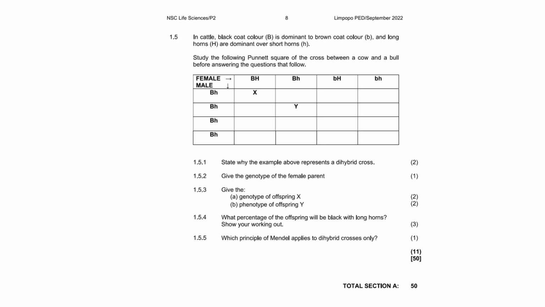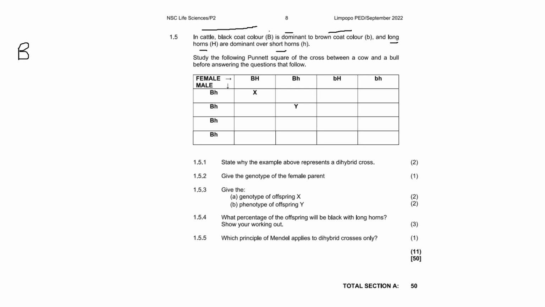1.5, we're going to genetics now. We're being told that we've got a cattle with a black coat, so that's B. So we've got a capital B as the black coat color, and it's dominant, meaning it must be capital B. That's shown to us there. We've got a brown coat, which is small b. We also have long horns, which is big H, and short horns, which is small h.